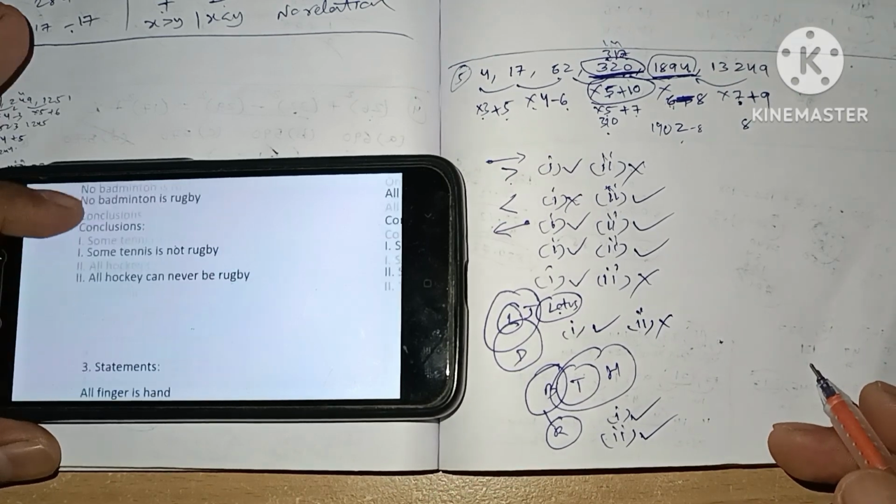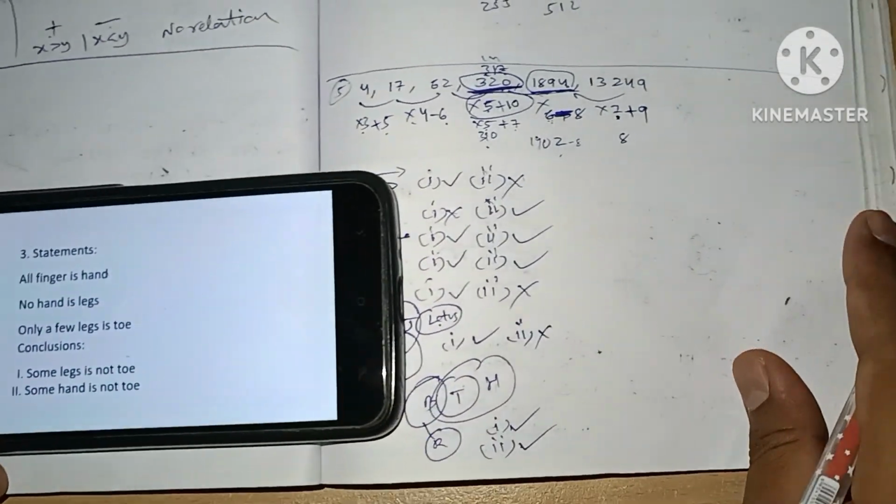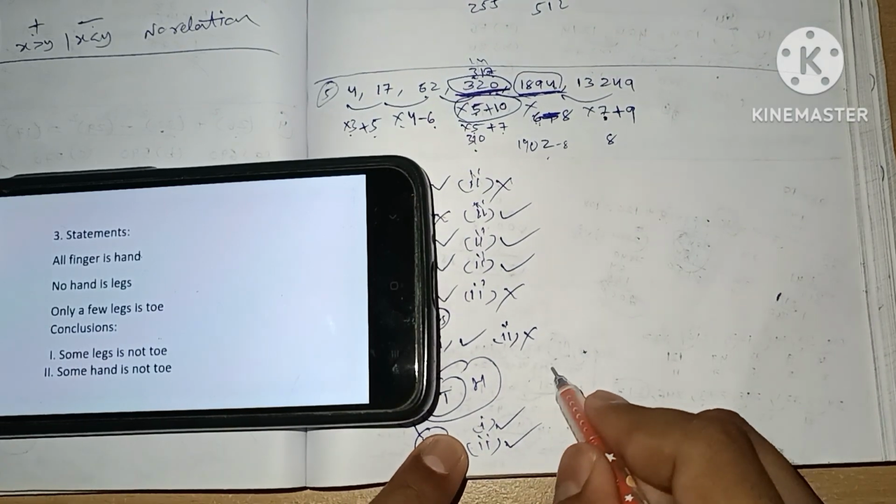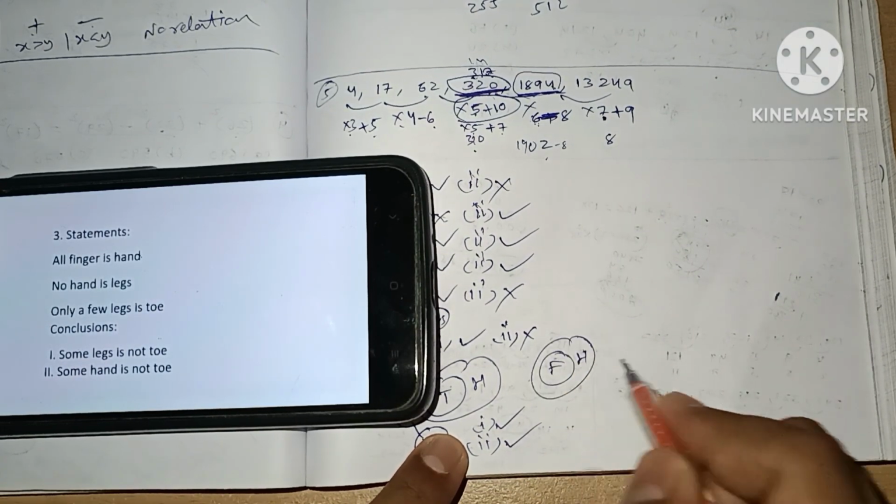Next, third one. All finger is a hand. No hand is leg.